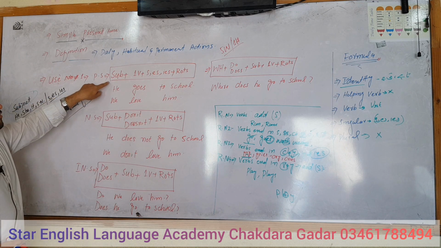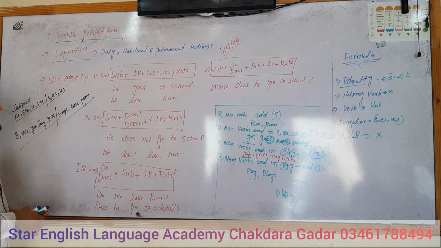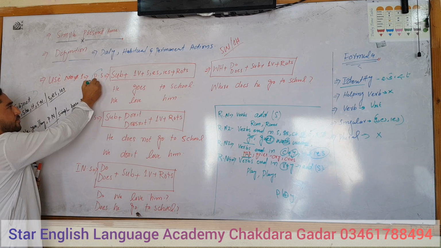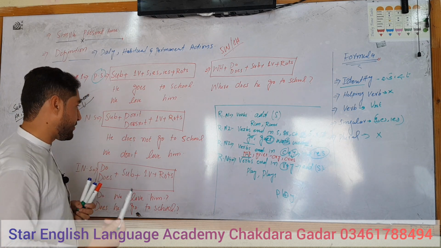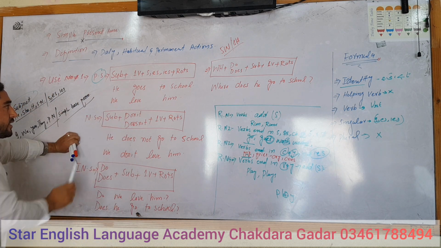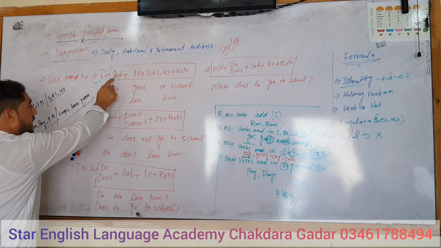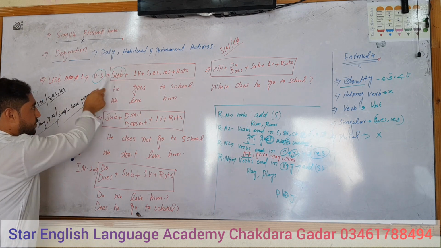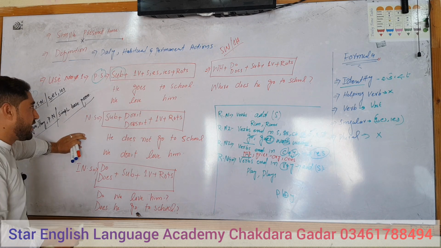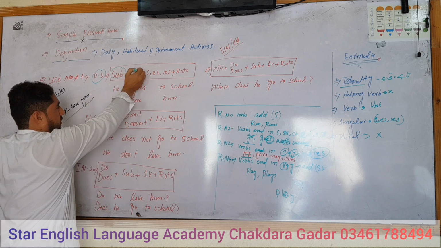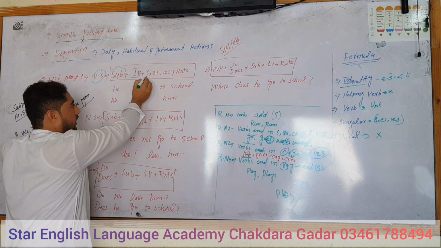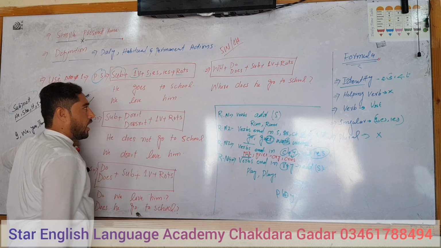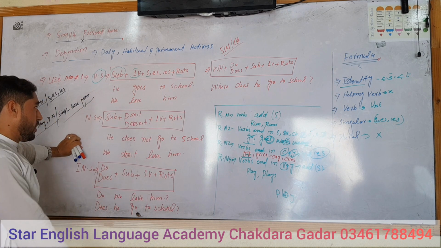So in the first structure, we can say it is the positive structure, or we can also say affirmative structure, and we can also say declarative structure. So it is the positive structure. In a positive structure, first we will add the subject. What is subject? Subject is the doer of an action. Then we will add the base form of the verb, or first form of the verb. Then we will add s/es, and then we will write the rest of the sentence. So here is an example.